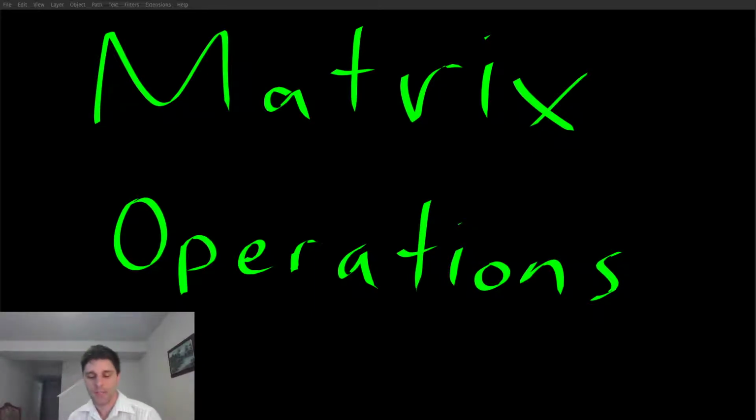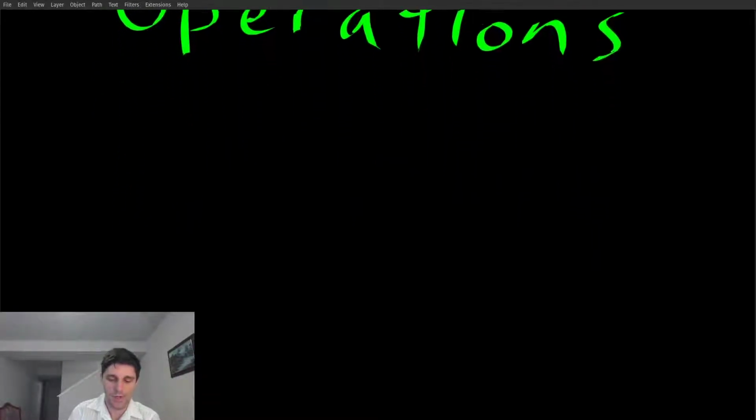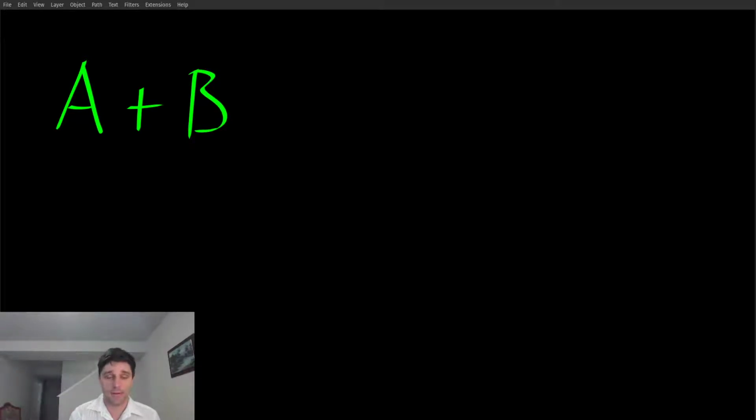Matrix operations. Okay, let's dive right in. So let's start with addition of two matrices. Let me use A and B. If I have two matrices, A plus B, I can add them together to get another matrix. And this works pretty much exactly the way vector addition works.